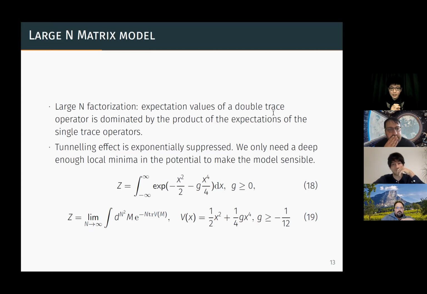Let's look at models 18 and 19. So the 18 one is the model we just dealt with. Here we must have g larger than or equal to 0. Otherwise, this is not a sensible model. And for the next model, the one matrix model, we only need to have a local minimum, that is g larger than or equal to -1/12.